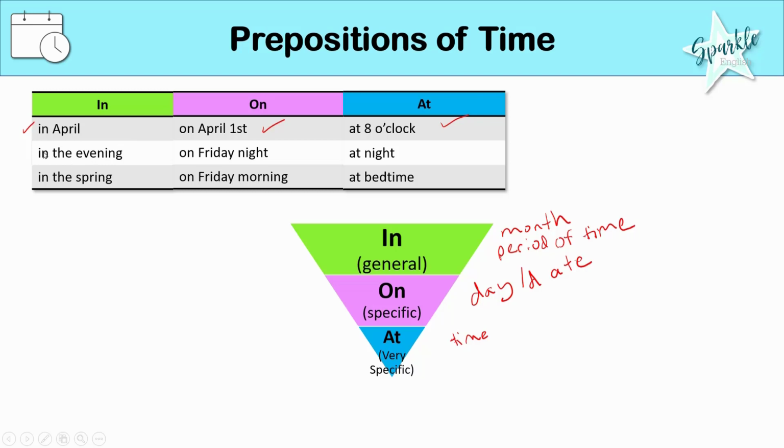And remember, again, we say in the evening, but we would say on Friday night because there's a day before night. And then we'd say at night.